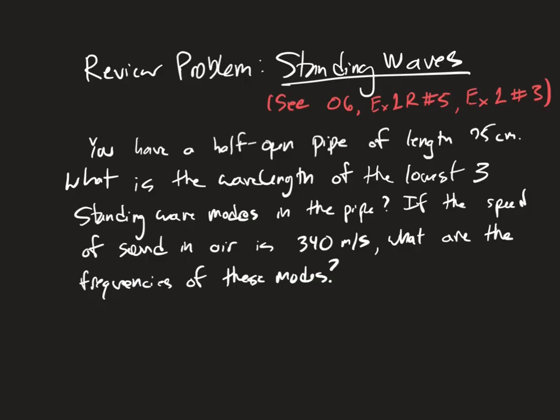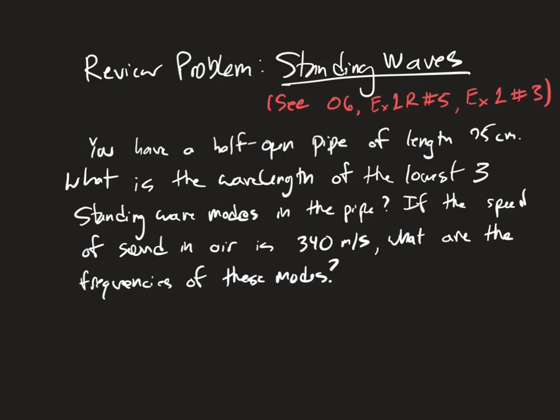So a problem like this might go, you have a half open pipe of length 75 centimeters. What is the wavelength of the lowest 3 standing wave modes in the pipe? If the speed of sound in air is 340 meters per second, what are the frequencies of these modes? So part A would be what is the wavelength of the lowest 3 standing wave modes, and then if the speed of sound in air is 340, what are the frequencies of these modes?